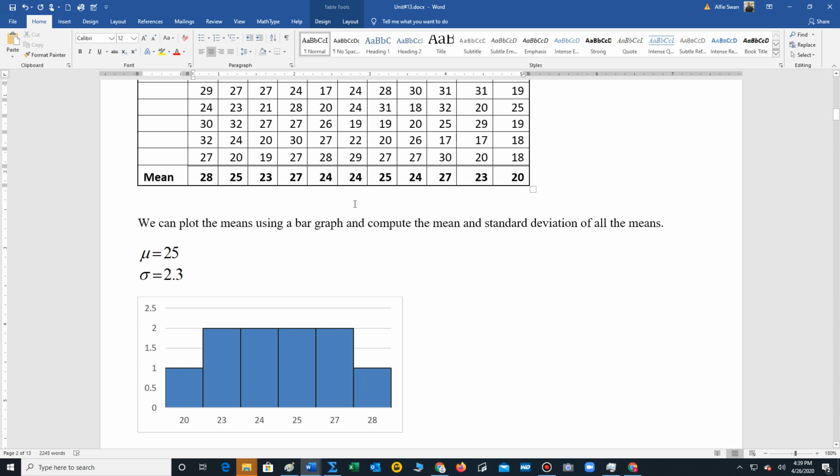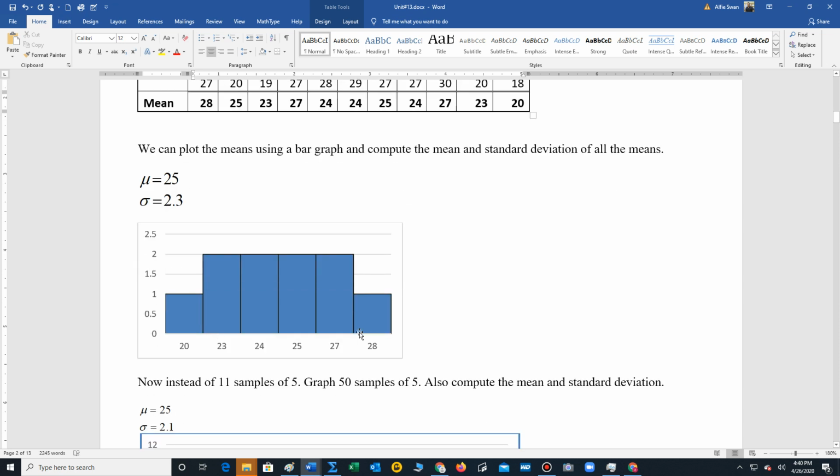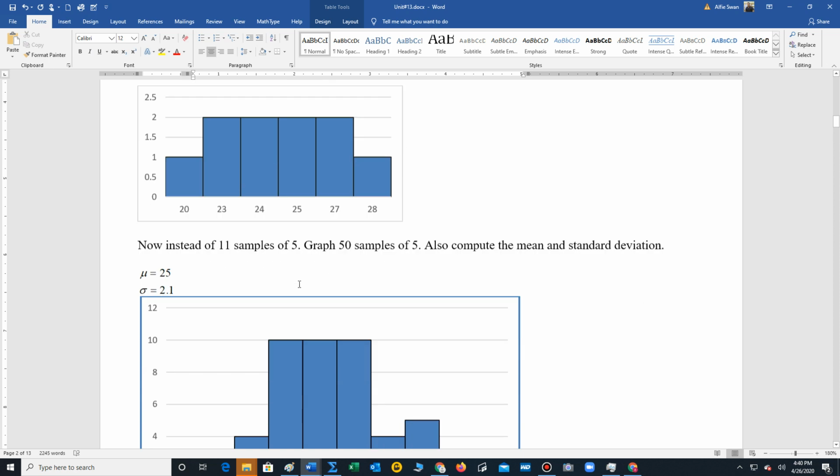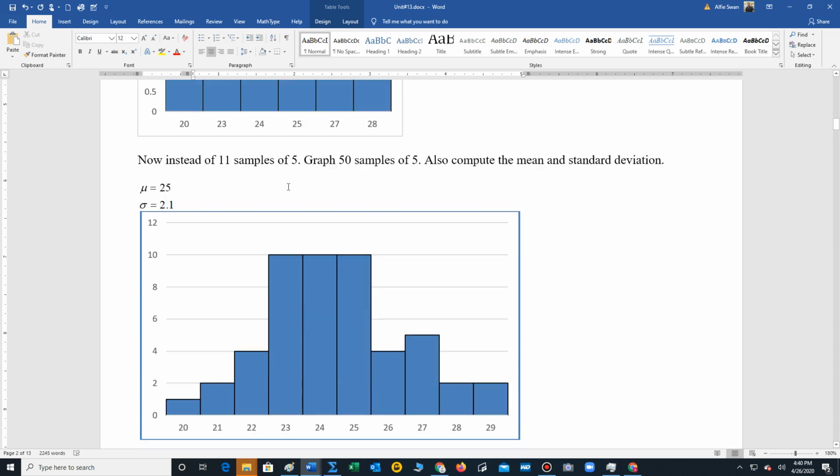It turns out we can calculate the mean of all the sample means. All you do is add them all up and divide by 11. That mean is 25. We can also calculate the standard deviation. It's 2.3. So it's better to have more than one sample, obviously. We also want to increase the number of samples that we collect, but also we want to increase the size of the samples. So in our next example, we're going to increase the number of samples.